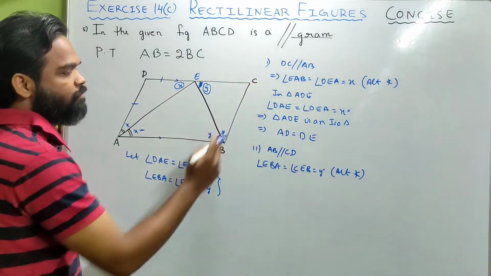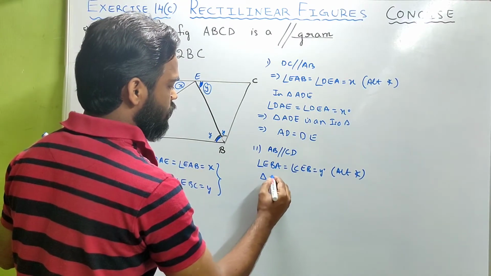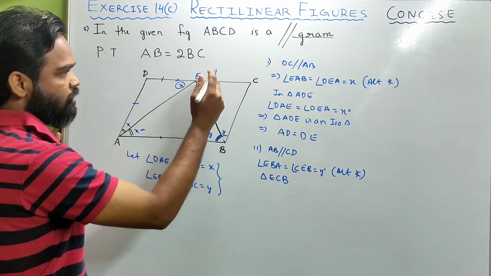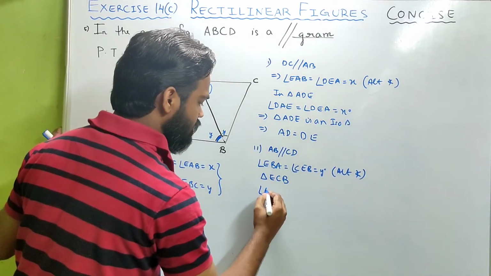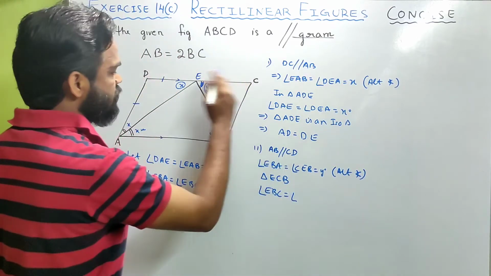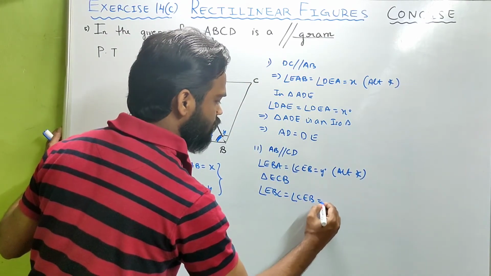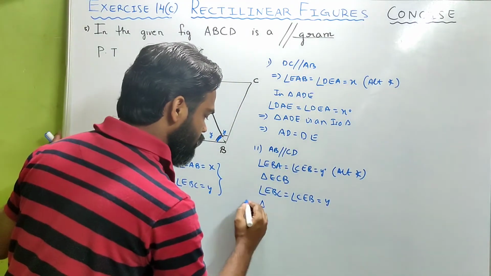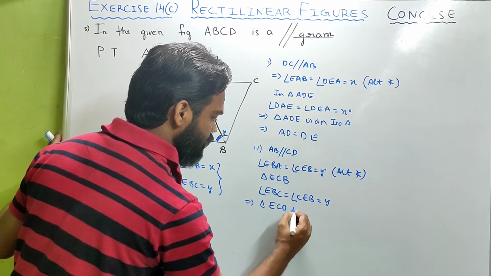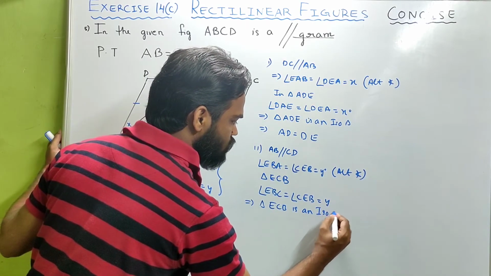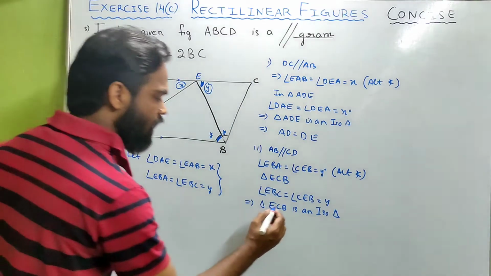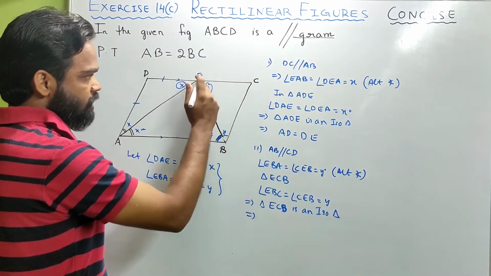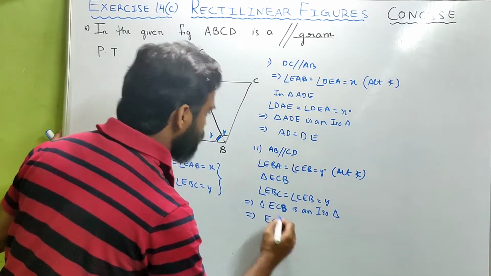Now look at triangle ECB. In triangle ECB, angle EBC is equal to angle CEB, isn't it? Equals Y. These two angles are equal, which means again, which implies simply triangle ECB is an isosceles triangle. And if it's an isosceles triangle, we know that EC will be equal to BC.